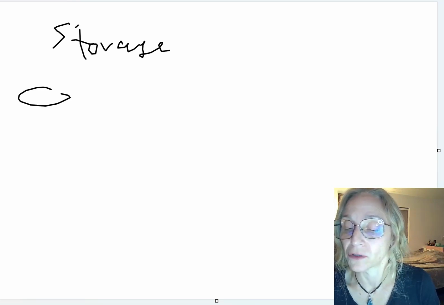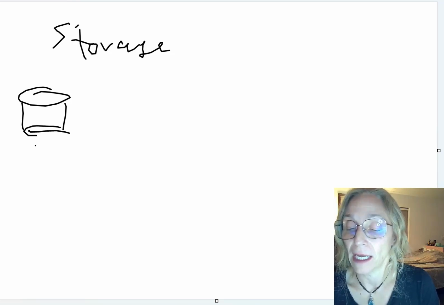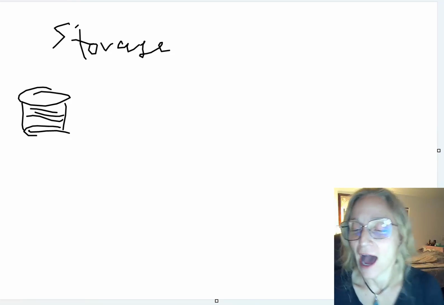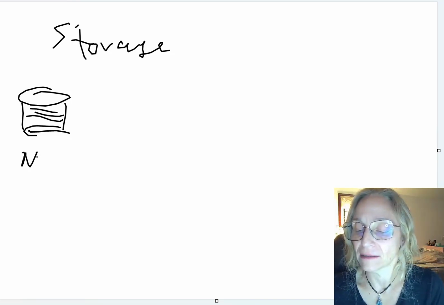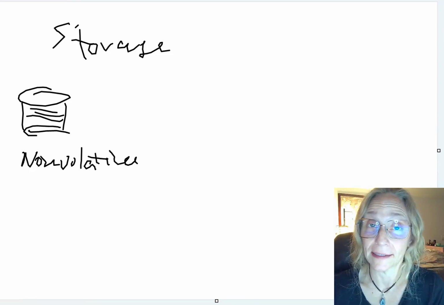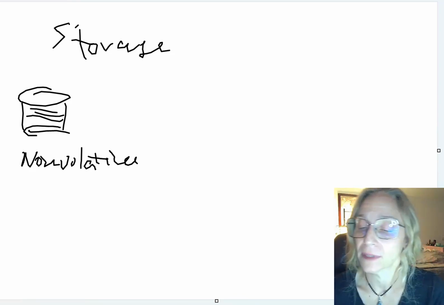And your long-term storage, or your non-volatile memory, is your hard drive. And that's what that's supposed to be. With your platters. And so that is non-volatile. That means that when the power goes out, it should technically all still be there.